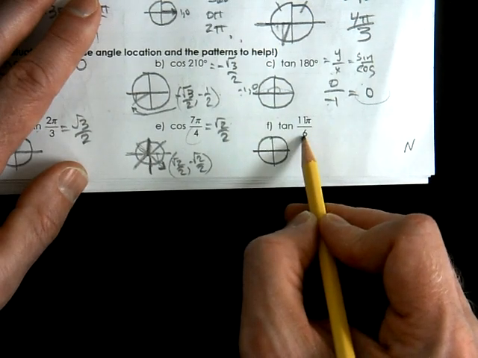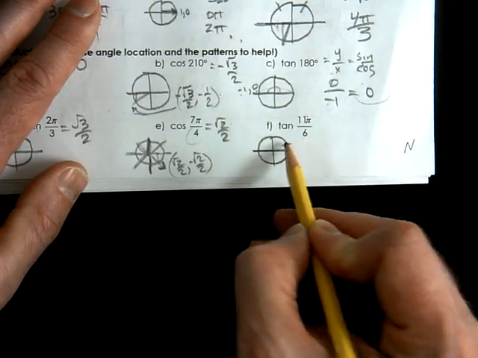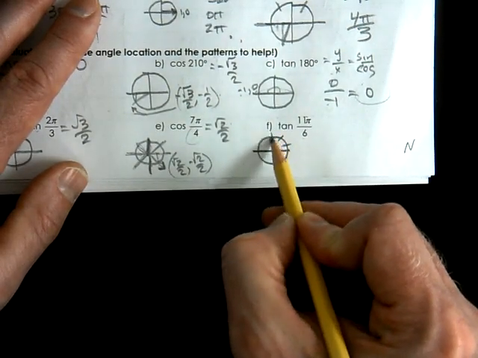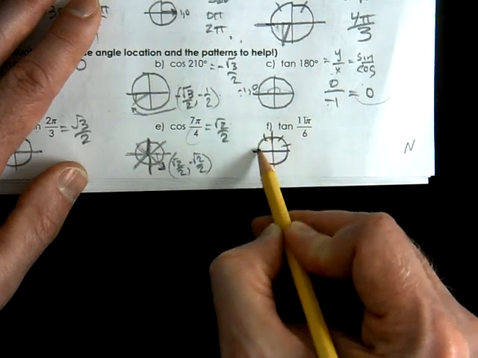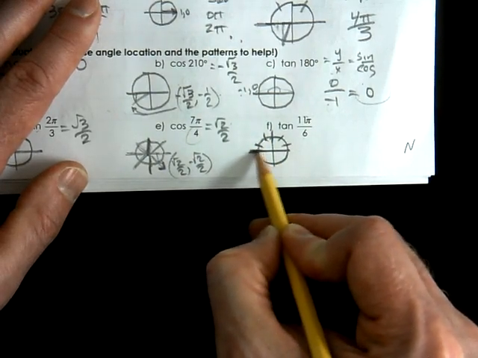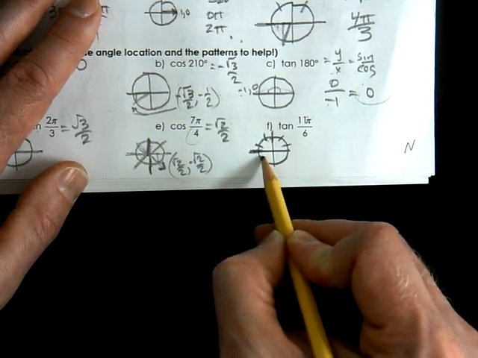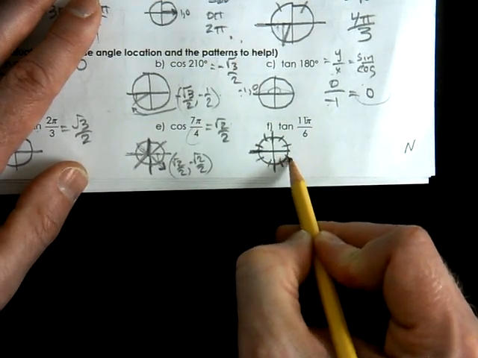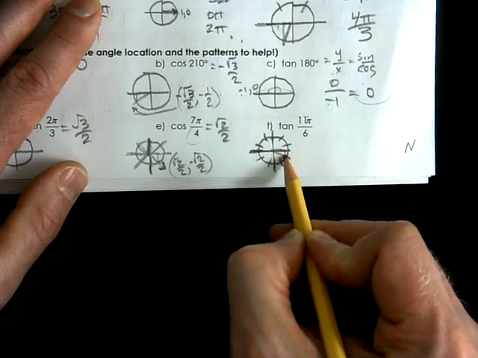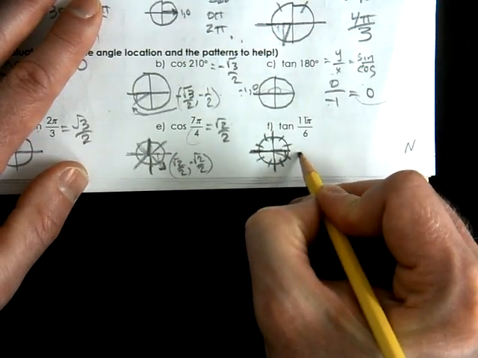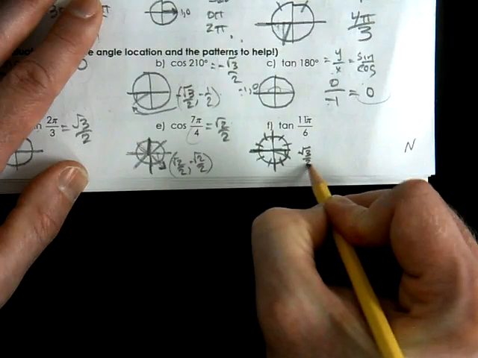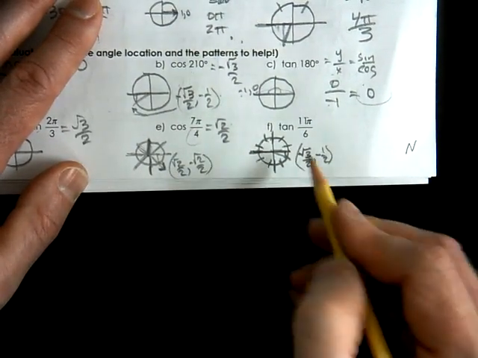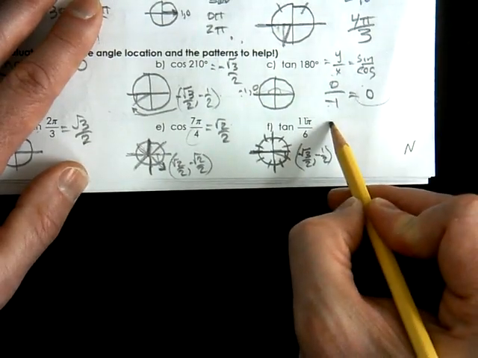Where's 11 pi over 6? This is 1 over 6. 2 over 6 is 30 degrees more. 3 over 6, 4 over 6, 5 over 6, 6 over 6 would be 1 pi, 7, 8, 9, 10, 11. So that's a long way over and a short way down. Long way over and a short way down. So we're looking for the tangent.